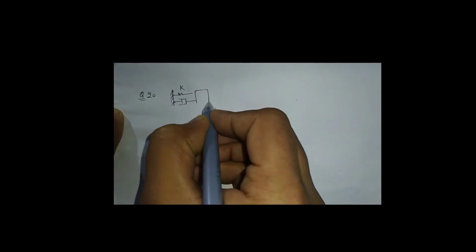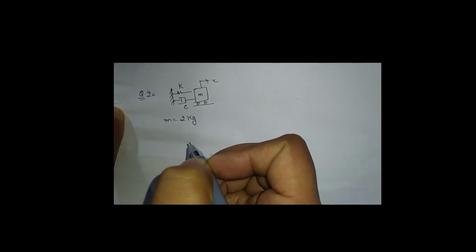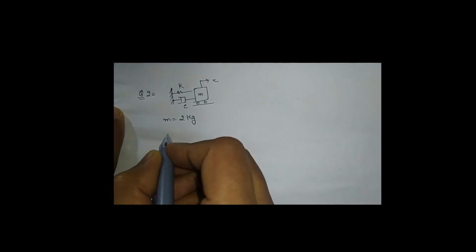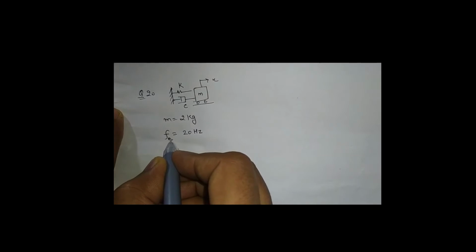Question number 20. In a spring mass damper single degree of freedom system, we can make one simple single degree of freedom system. In the given question the mass is m equal to 2 kg and the undamped natural frequency is given. Undamped, it is not damped, so the frequency is given as 20 hertz for the natural frequency Fn.